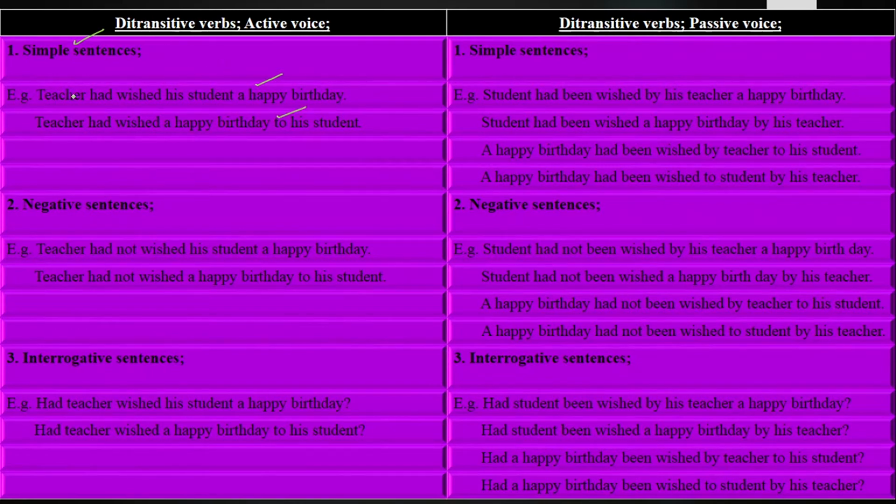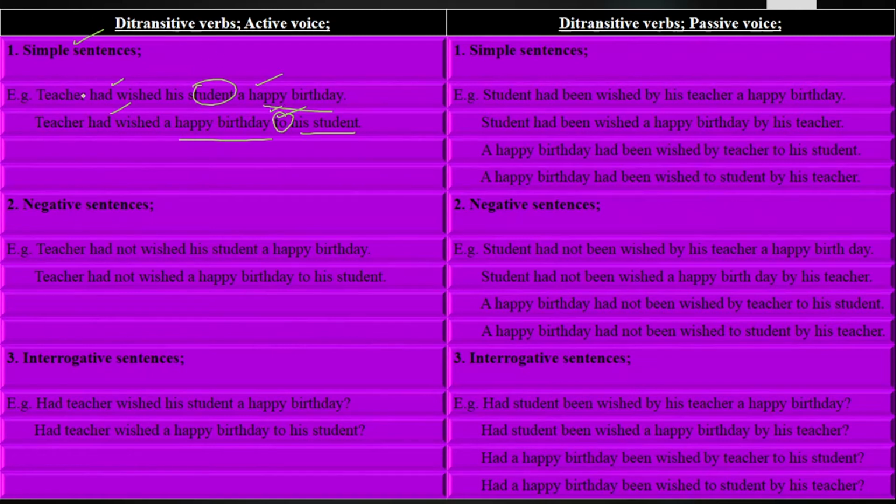This is the active voice of the ditransitive verb in two ways. Over here the indirect object comes at the beginning and the direct object at the end. And if you want to bring the direct object at the beginning, then the indirect object will be followed by the preposition to.